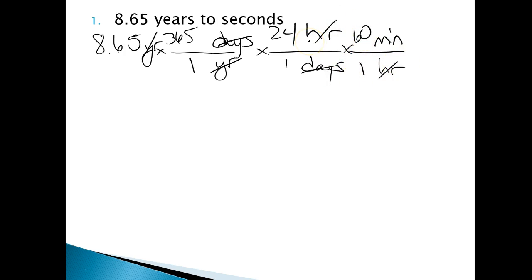Hours cancels out. And now I'm going to put minutes in the denominator to cancel out. And now I can do my seconds. 1 minute is 60 seconds. So I have a very long multiplication problem here. But calculators are a good thing. You go through, you multiply all those numbers.